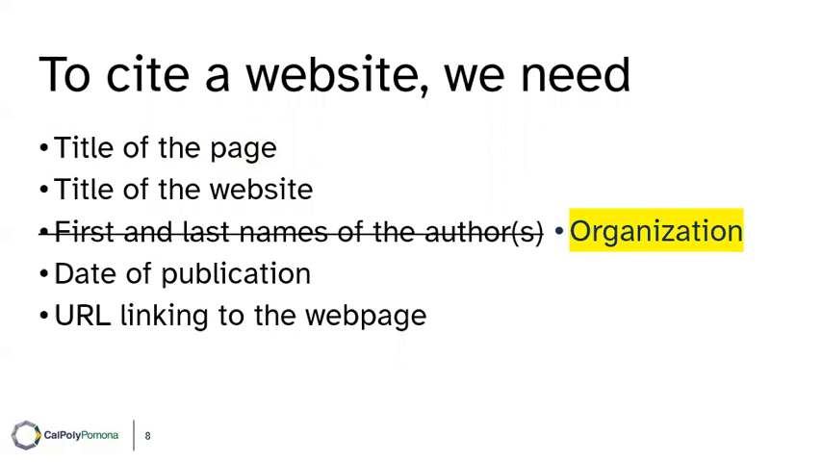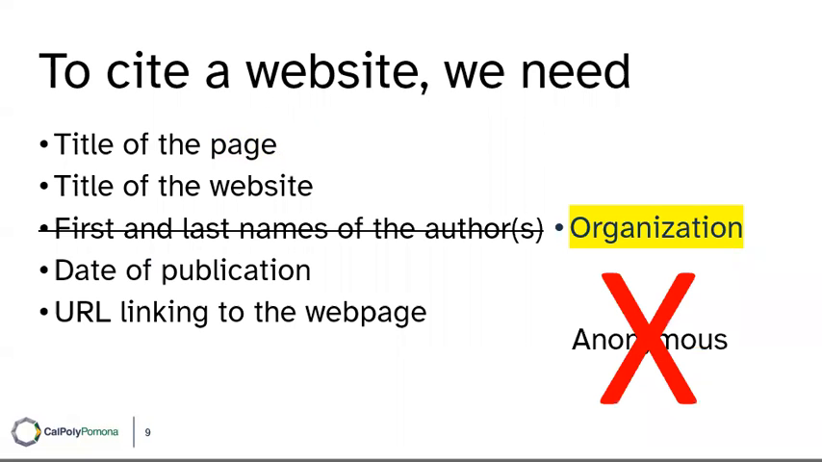When a web page doesn't show an author, cite the organization as the author. Please note, unlike some other styles, APA style doesn't allow citing anonymous just because we don't know who the author is. The only exception is when an author is named as anonymous. In the vast majority of cases, if we can't figure out who the author is, naming the organization as the author is the correct solution.